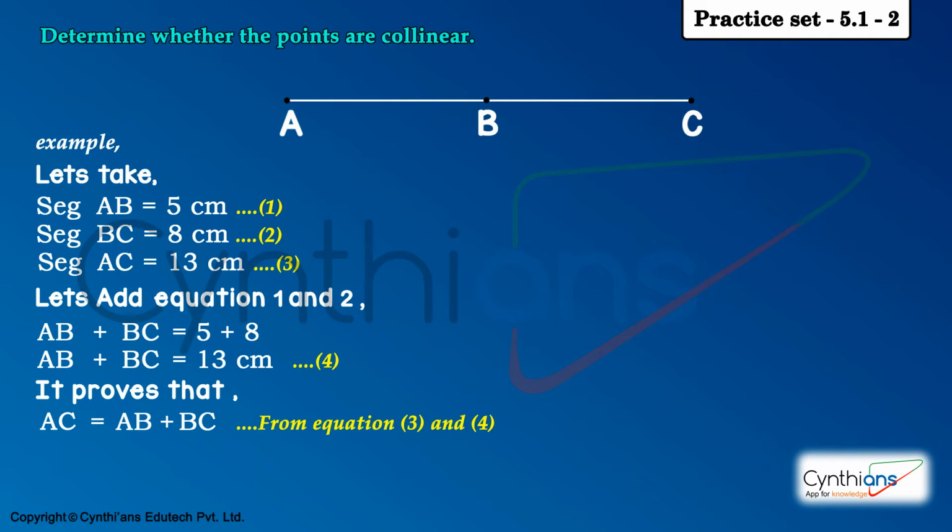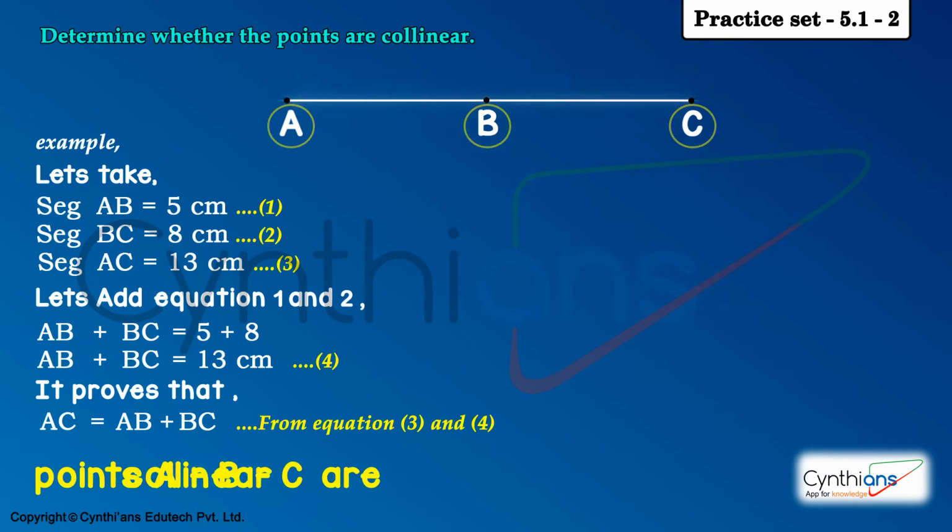That means equation number 3, the largest segment, that is segment AC, is equal to the sum of two smaller segments, that is segment AB plus segment BC. Hence we can say that the points A, B, C are collinear. I think you have understood.